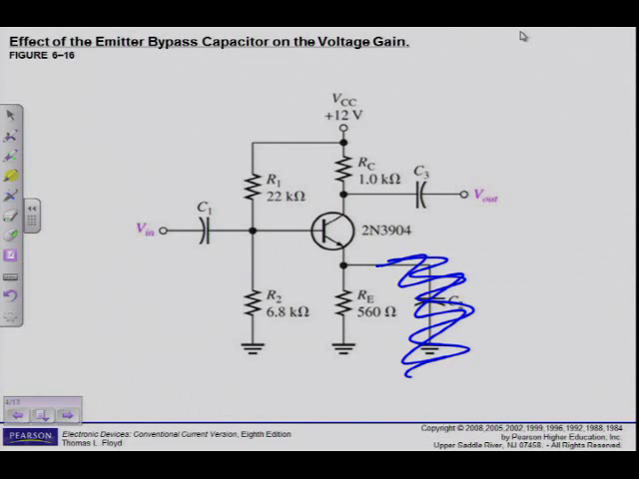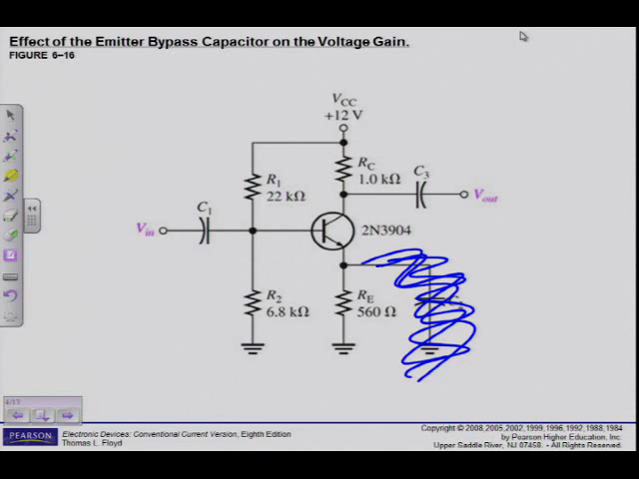Just keep these values in mind, it's quite interesting. Example 6.5 uses the same circuit. Without the bypass capacitor, I only have a voltage gain of 1,76, because I did not bypass RE, so all of RE is included in my formula.